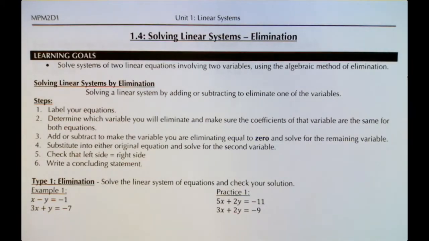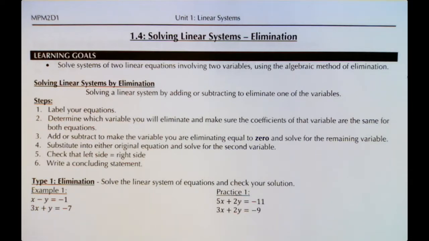Okay, this is lesson 1.4, solving linear systems, and this time it's by elimination. The way we use elimination to solve a linear system is we stack the two equations that we're looking at in our system, and we add or subtract down the columns. And the way this works is we take both equations and we make them look the same.